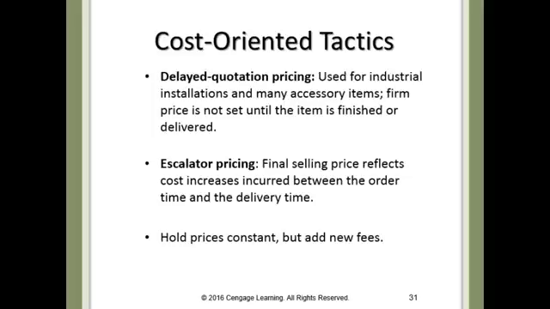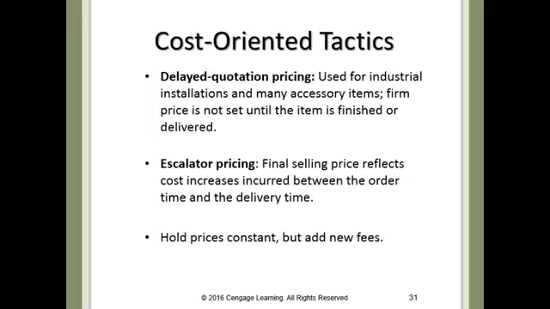Cost-oriented tactics include delay quotation pricing, which is often used for industrial installations. Price is not set in this case until the item is either finished or it is delivered. The book uses examples of companies that build very, very large things: ships, airplanes, airports, office buildings. I think they even use like nuclear power plants as an example for this. So think about large things.